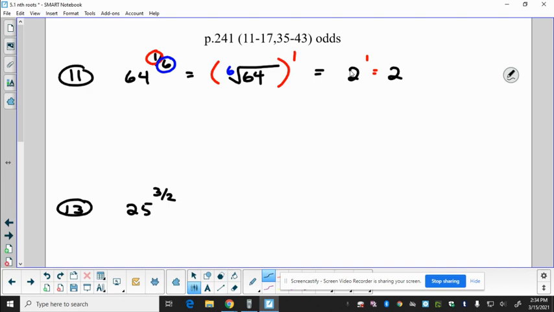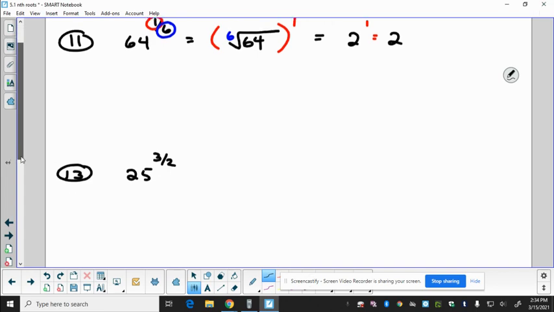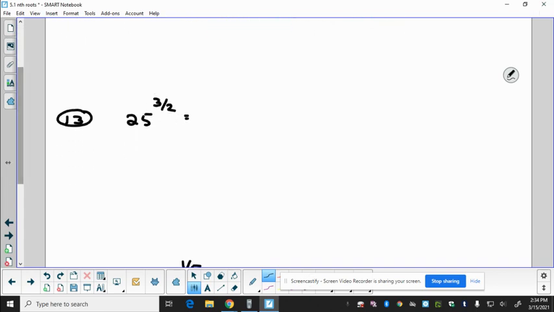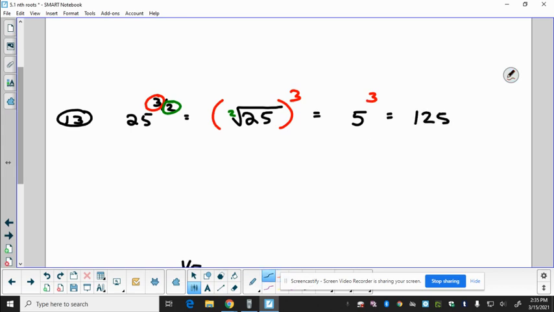All right, on to number 13. All right, so same concept. This is a radical 25, exponent of 3, root of 2. So you don't really need to write it, but you can if you'd like. So the square root of 25 is 5 to the third power, which is 125.